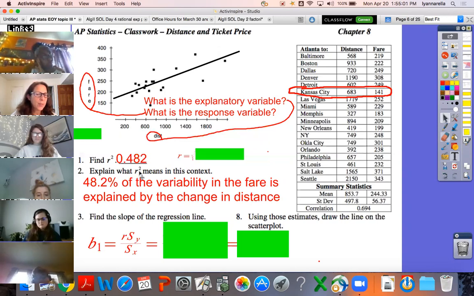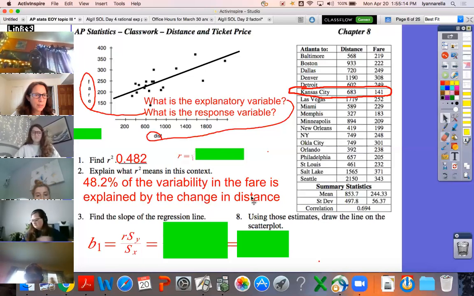Whenever you have the coefficient of determination, the R squared, this is where you say blank percent of the variability in Y is explained by change in X. Okay, that is not the same as correlation. Correlation is the strength of the association.